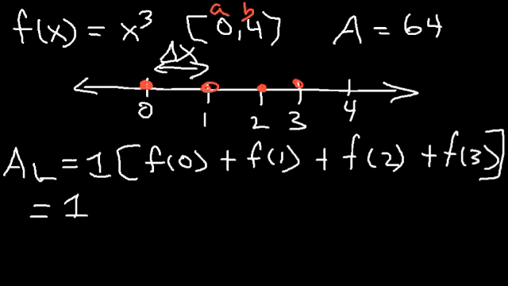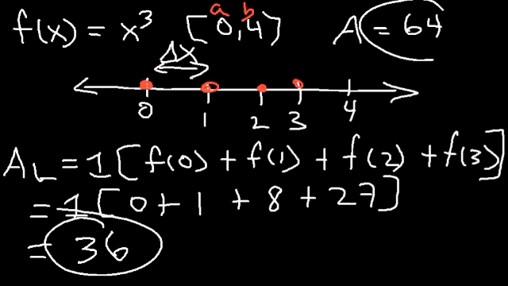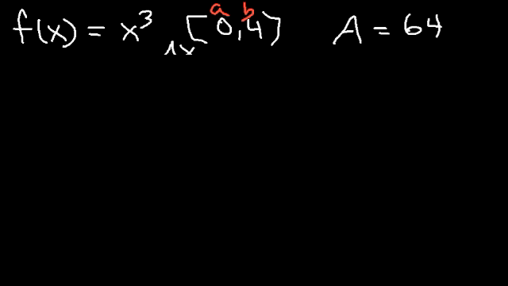So f of 0, if we plug in 0 into this function, 0 cubed is simply 0. 1 to the third is 1. 2 to the third is 8. 3 to the third is 27. So 27 plus 8 plus 1, that's 36. So as you can see, this is a bad approximation. 36 is very far from 64. But at least that's what the answer is. Now let's use the right endpoint, but let me just mark this answer down. So AL, the area using the left endpoints, is equal to 36.